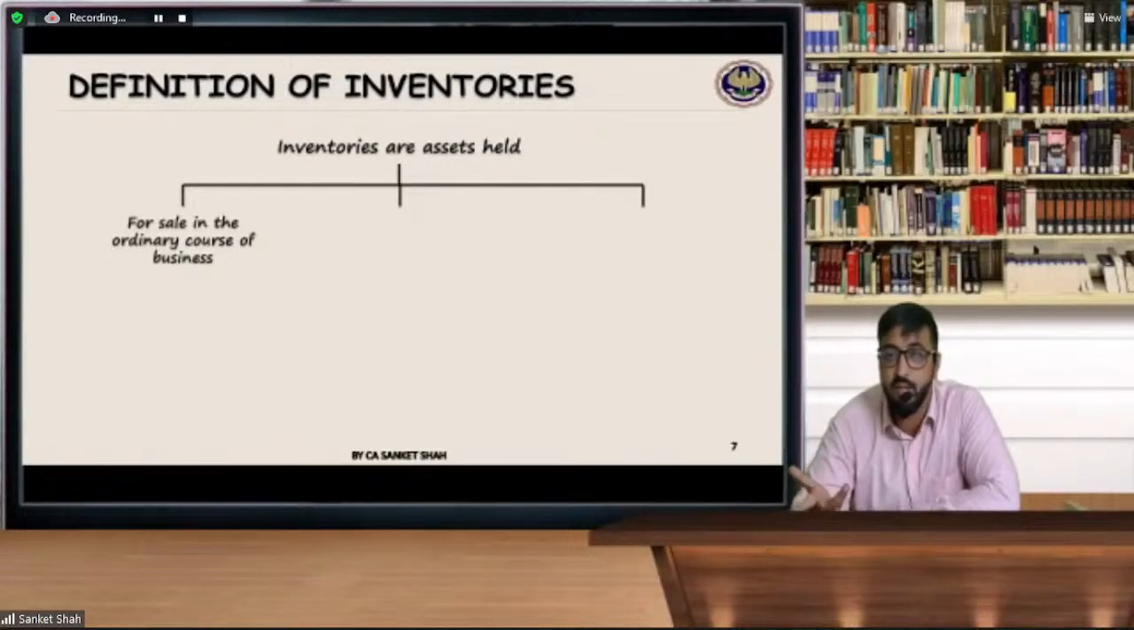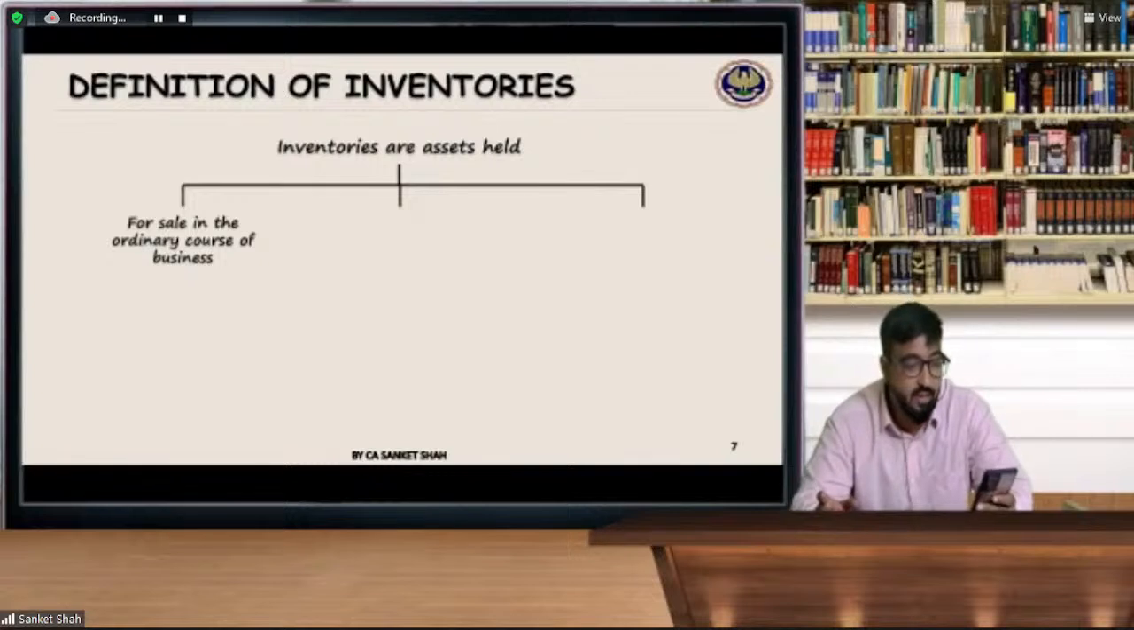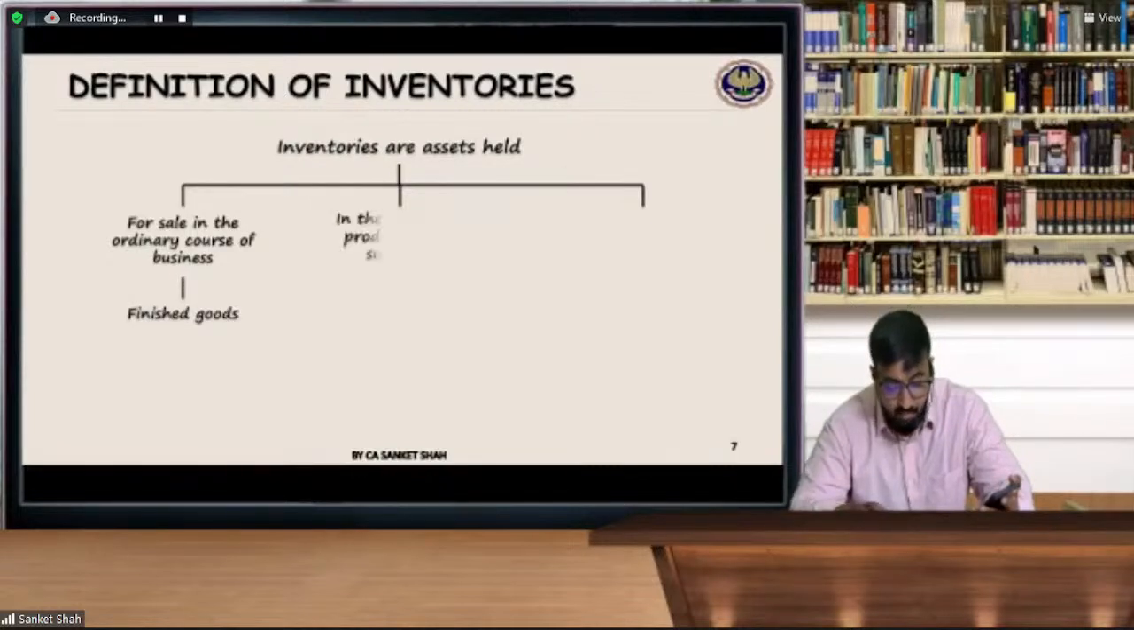So what does ordinary course of business sale mean? It is nothing but finished goods. Next one, second one: in the process of production for such sale. What does that mean? WIP. In simple language, it is WIP.